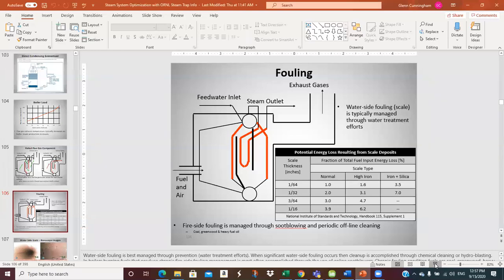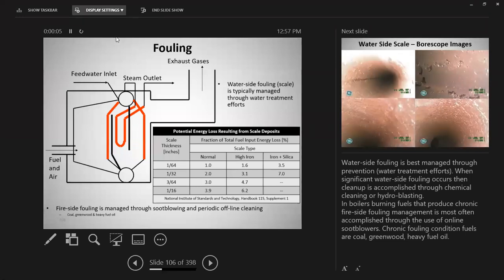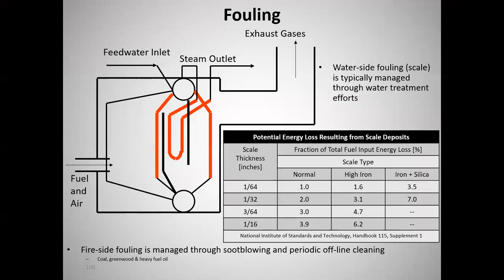So now having seen that, look at this: potential energy loss resulting from scale deposits. And of course, we got different types of scale. It depends on the makeup of it: normal scale, high iron, and iron plus silica. So a 64th of an inch is not a lot compared to what you just saw. Oh my gosh, there are places in there that scale's an 1/8 of an inch or more. An 1/8 of an inch, they don't even put it on the chart.